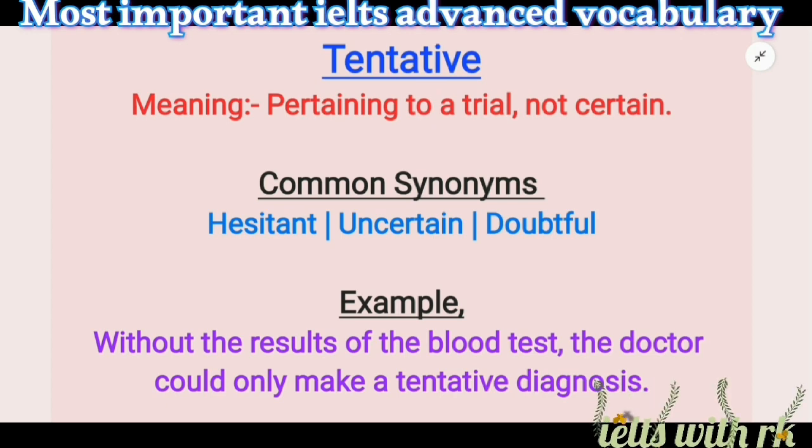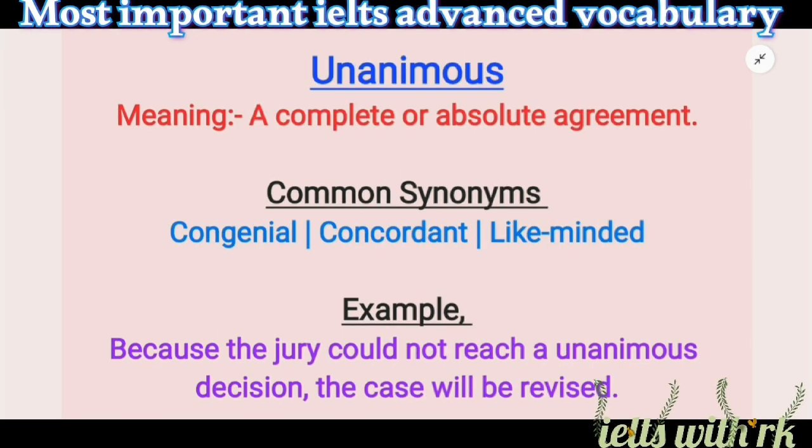Tentative. Pertaining to a trial, not certain. Hesitant. Uncertain. Doubtful. Without the results of the blood test, the doctor could only make a tentative diagnosis. Unanimous. A complete or absolute agreement. Congenial. Concordant. Like-minded. Because the jury could not reach a unanimous decision, the case will be revised.